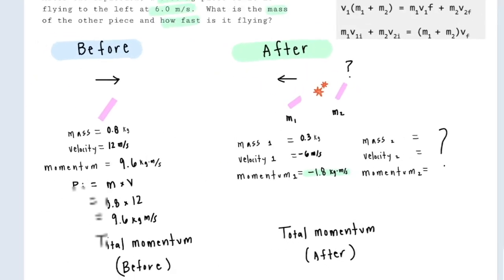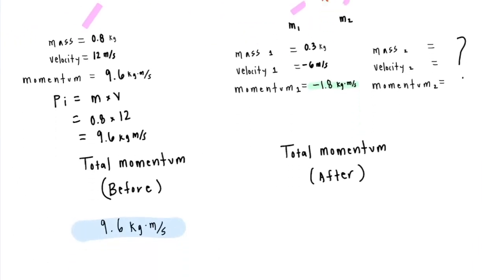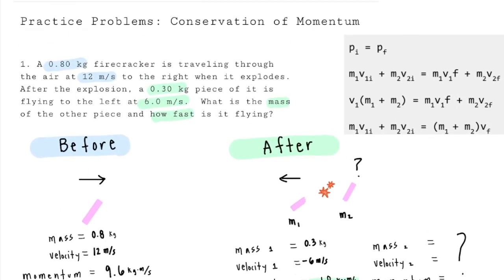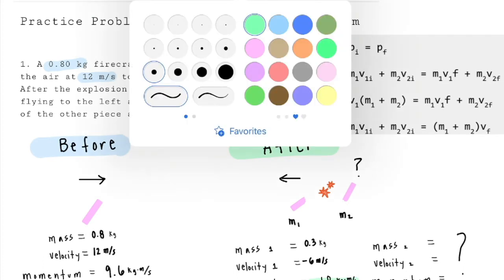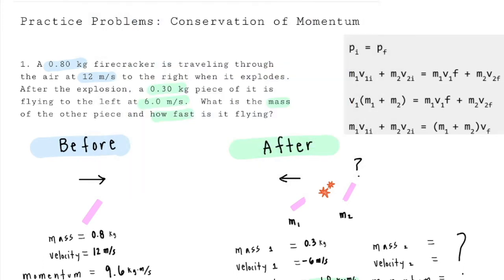So that's one of the momenta. And now we've got to find the other one. Now let's look back up at these equations. The equation that we want to use would have a single velocity multiplied by a combined mass. So that would be the third equation down.